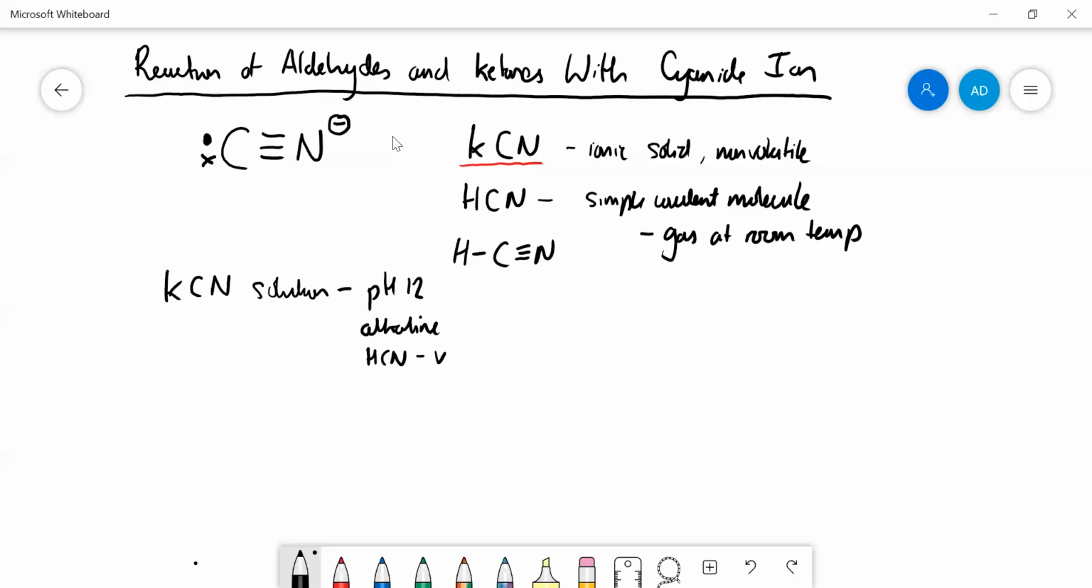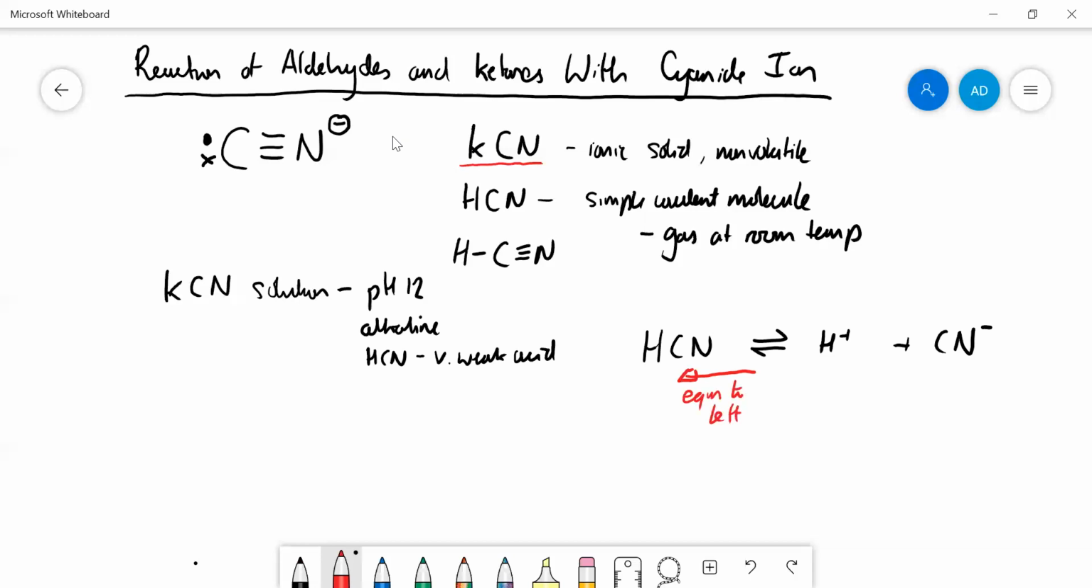HCN is a very weak acid. So we think of this equilibrium here, HCN going to H plus and CN minus. This equilibrium is way over to the left, because it's not a very good acid. That means that this cyanide ion is reasonably good at accepting H plus ions. And if it gets them from water, it will take an H plus off water, and you get OH minus made. So that is why potassium cyanide solutions are alkaline. And as we will see, you can't use potassium cyanide solution in this reaction because of the fact that it's alkaline.